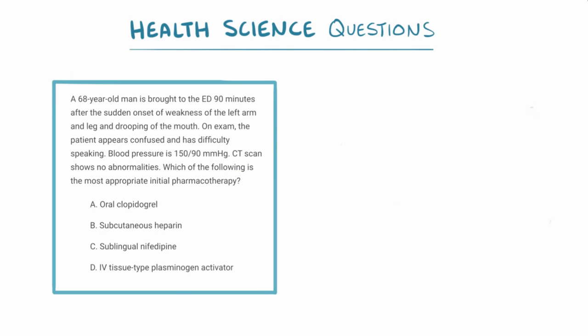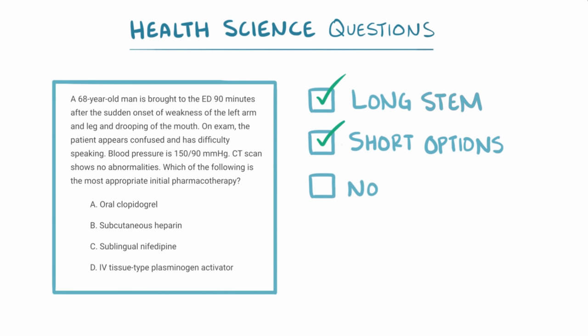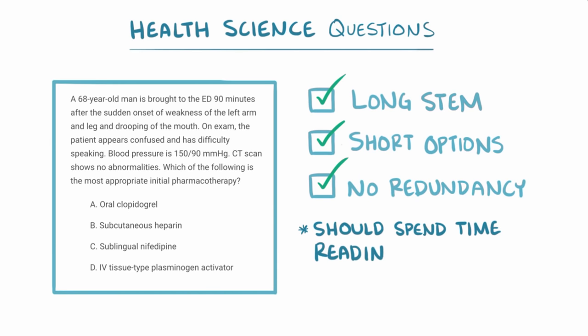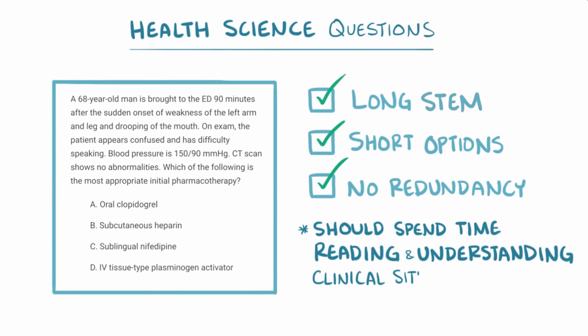As a final point, once the question and the options are written out, it's good to take a step back and make sure that it has a long stem and short options, and doesn't have any redundant text. That way, the students are spending most of their time reading and understanding the clinical situation, and then answering a relatively focused question about it.